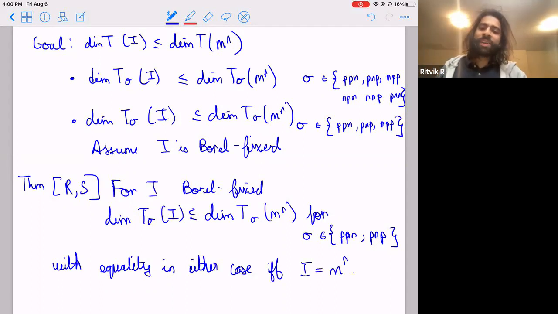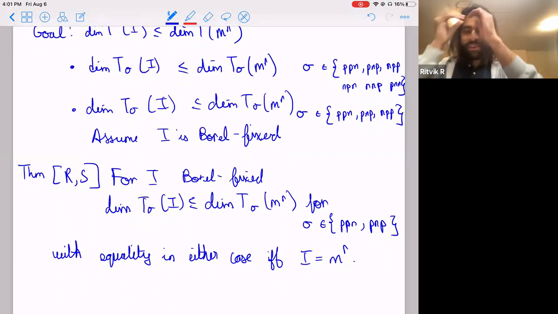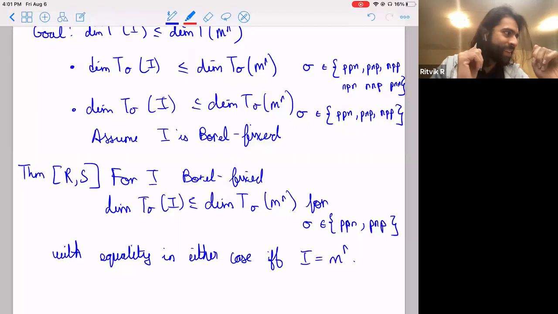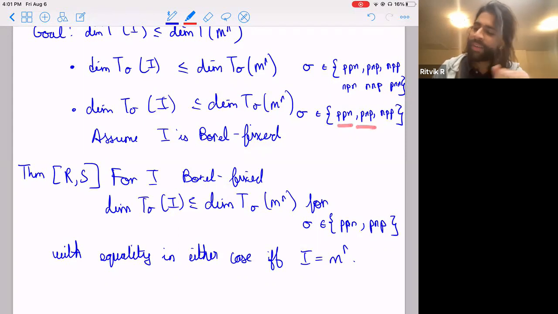I just want to end by saying why only these two, not the third one. That's because of the combinatorial properties of the Borel fixed ideal. Once you fix your Borel subgroup, it prefers two of the components of your grading and not the other one. I chose upper triangular matrices, so it prefers PPN and PNP over NPP. That's why you can use the combinatorics of that plus all the shifting to prove this.